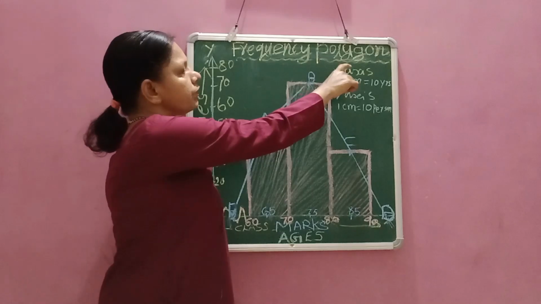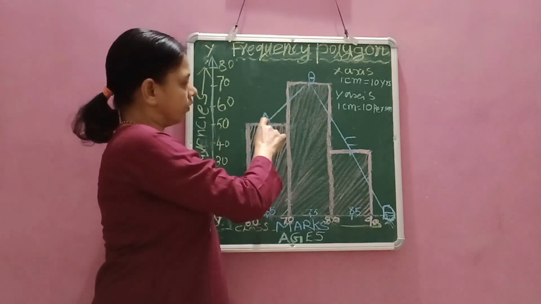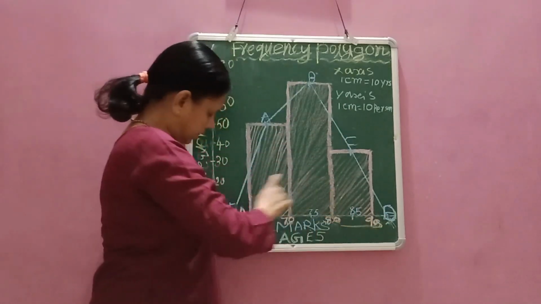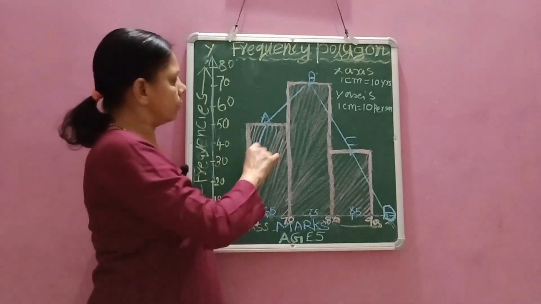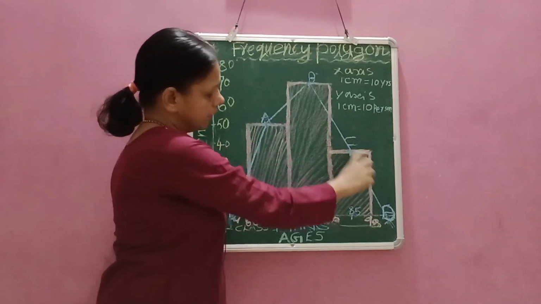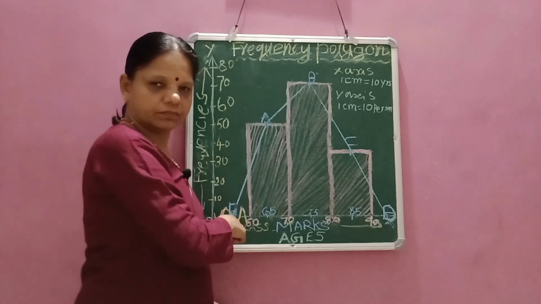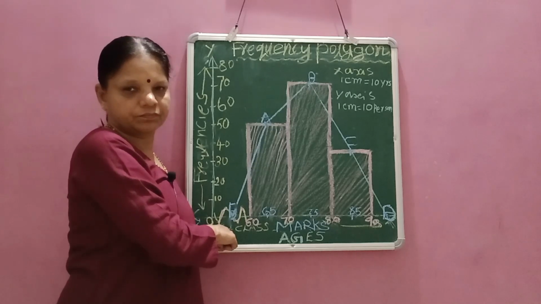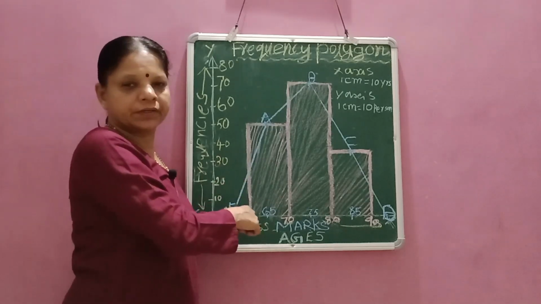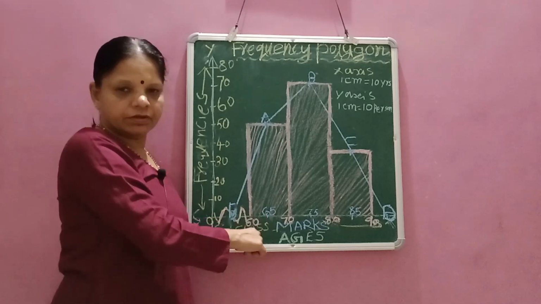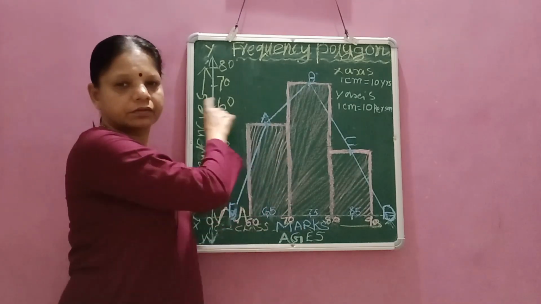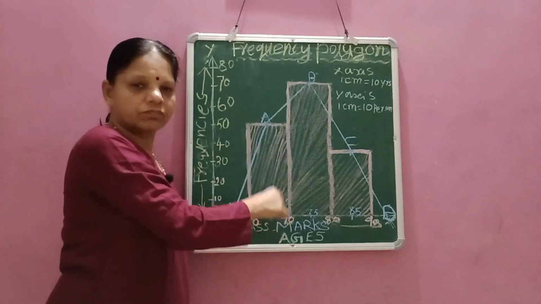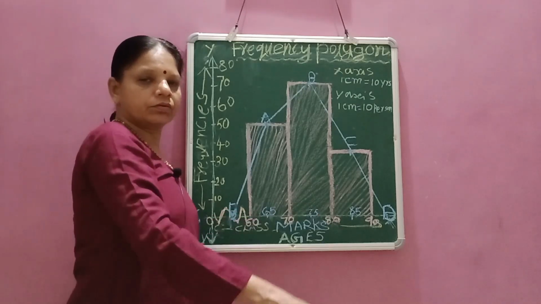That is why it is called frequency polygon. What is the name of the polygon? Polygon A, B, C, D, E. The sides of the polygon are AB, BC, CD and DE. The fifth side is part of the x-axis. That is why we are joining with the x-axis. So a polygonal shaped graph between the class mark and frequency. So after drawing the histogram, we can easily draw a frequency polygon.